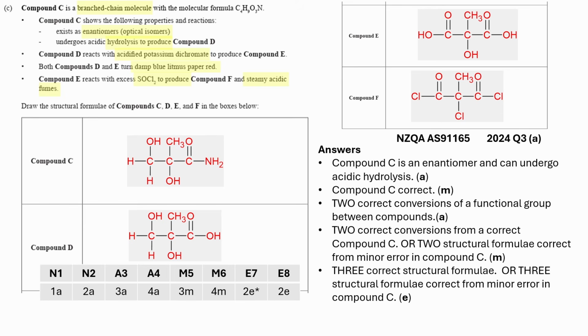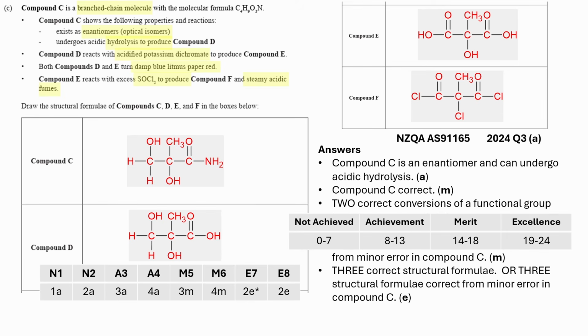So how does this work? In this last question, you need 2 E's to get an E8 and 2 E's with a minor error to get an E7. So it's a wee bit different than the first 2 questions. 4 M's for an M6, 3 M's for an M5, and then 1, 2, 3, and 4 for N1, N2, A3, and A4. This is the last question, so what we do is we take what we got from each one of the 3 questions and we add them up. And if you got less than 8, you didn't achieve. Keep trying though. If you got 8 to 13, you're at achieved level, 14 to 18 a merit level, and 19 to 24 excellence level.